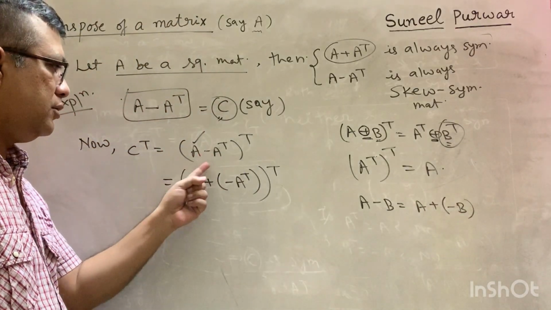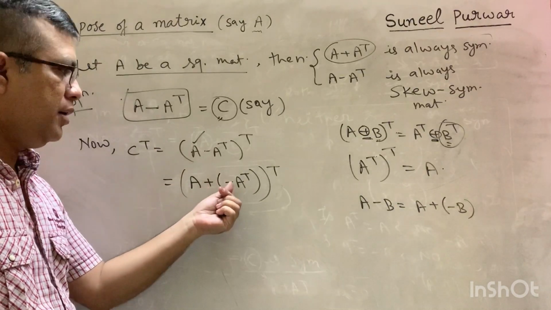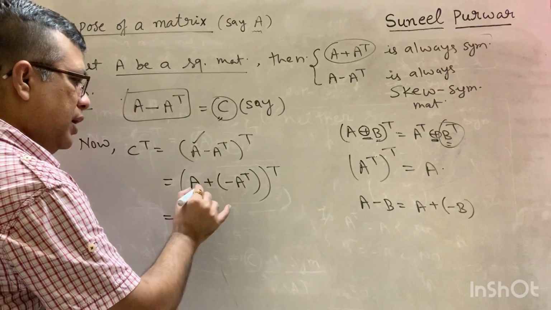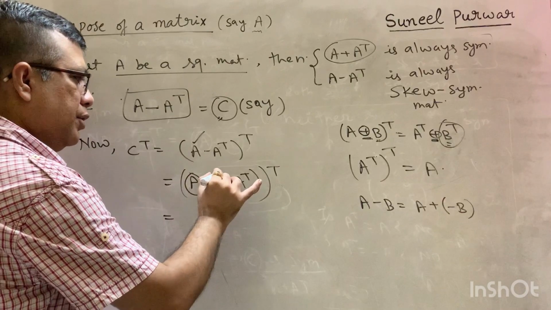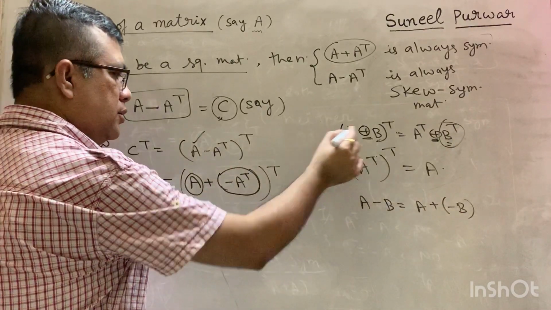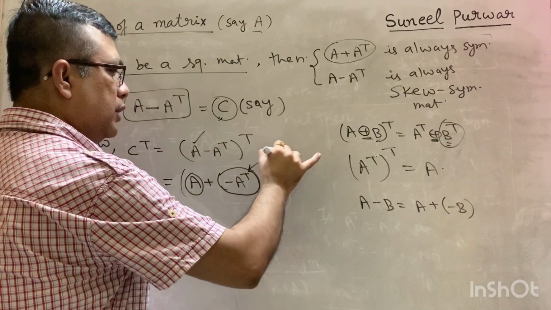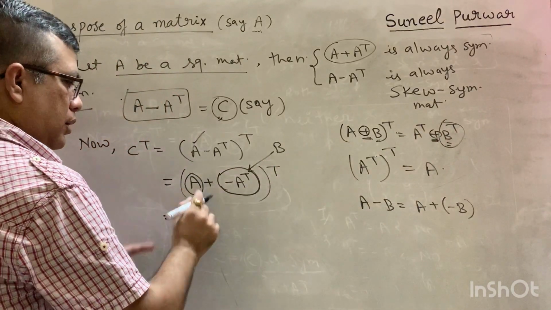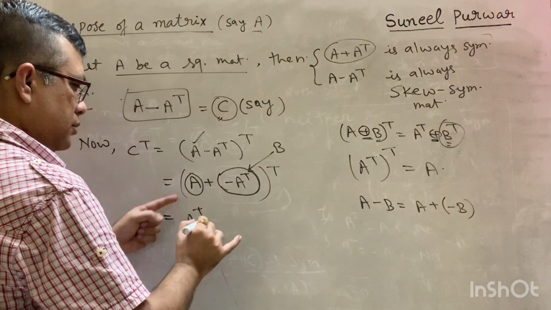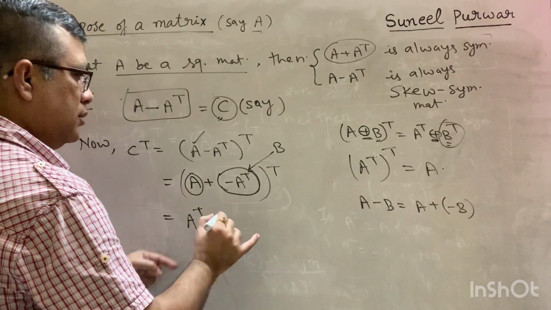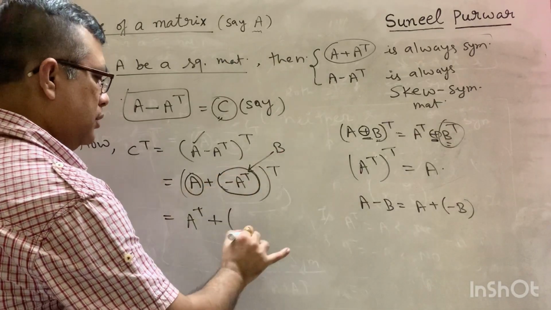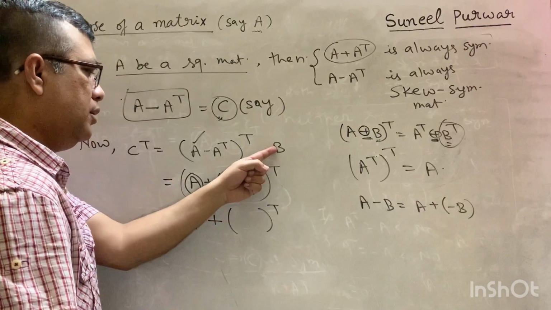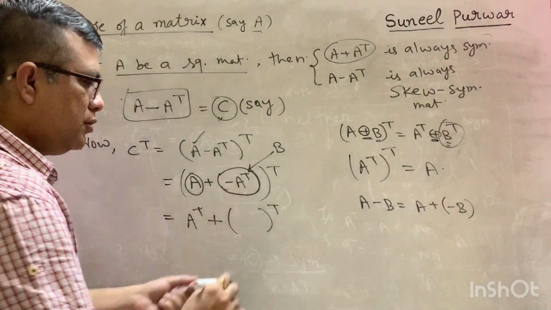Okay, so minus of A transpose means what? We are adding minus of A transpose. So now this is A and you can call it B. This you can call B for the time being. So using this property, what will you write? Transpose of this plus transpose of B. Transpose of B, and in place of B what is there? Minus of A transpose.